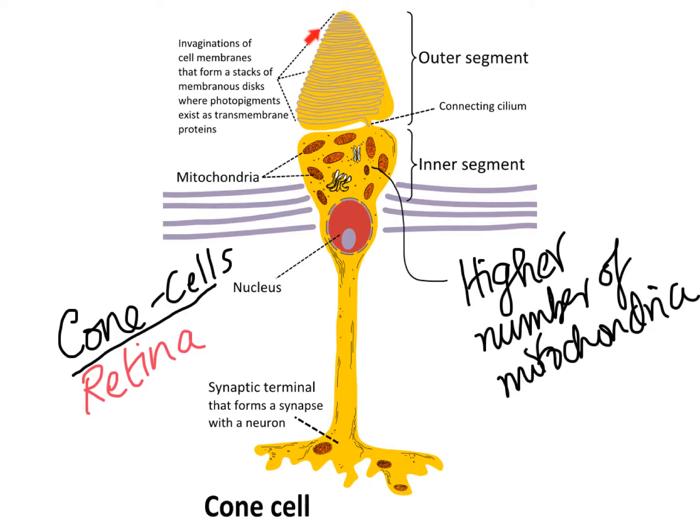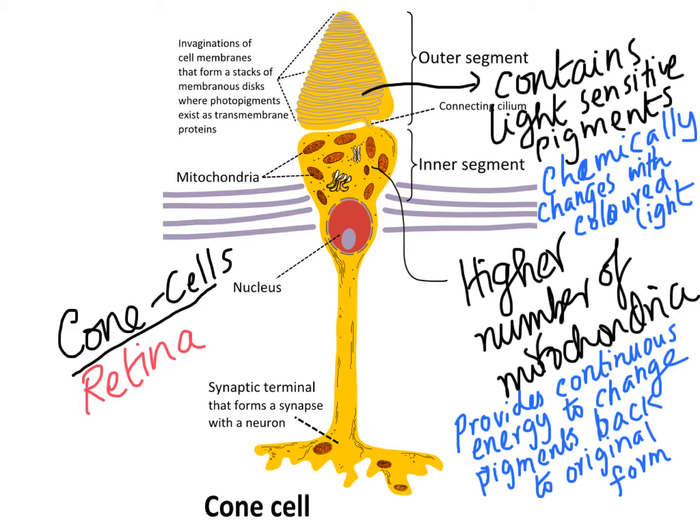So this outer segment contains photosensitive pigments, which means light sensitive pigments, which chemically change when colored light falls on it, depending on what color of light falls on these pigments. So let's label that first. Okay, so what you have here, it contains light sensitive pigments in the cone which chemically change when colored light falls on it, depending on what color falls on it, and it sends a specific signal along the nerve to the brain, so we are able to see in color.